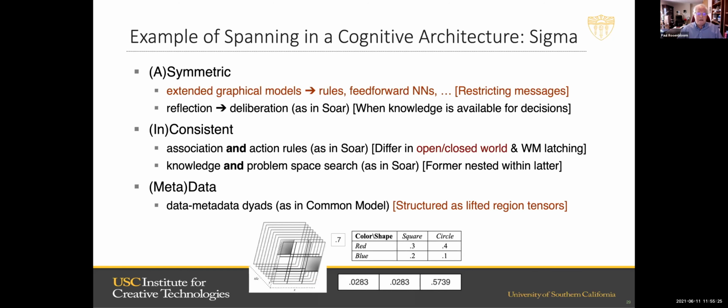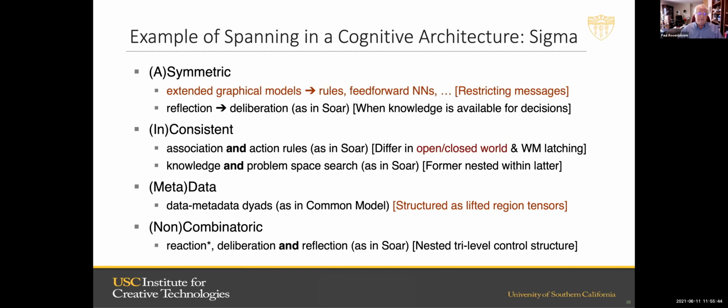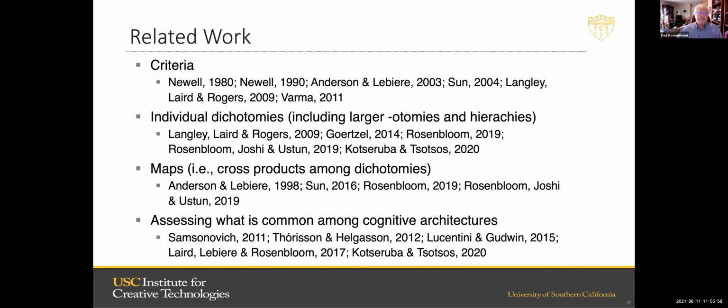In terms of metadata, we've got these dyads from the common model, though here they're structured as lifted region tensors, which lets us deal with both discrete and continuous data, as well as probabilistic and activation-based metadata in a fairly simple and elegant fashion. Non-combinatoric, we have the notion of reaction or knowledge search and deliberation, which, assuming that knowledge search really is non-combinatoric, versus reflection, all in a nested tri-level control structure for that.